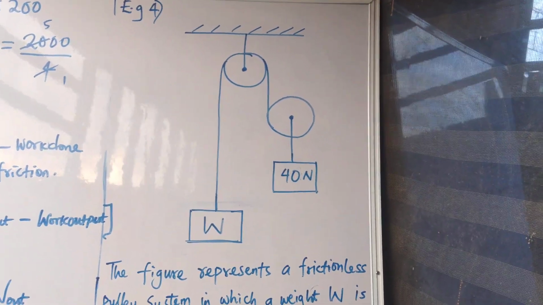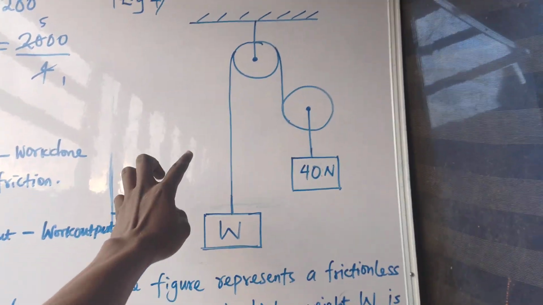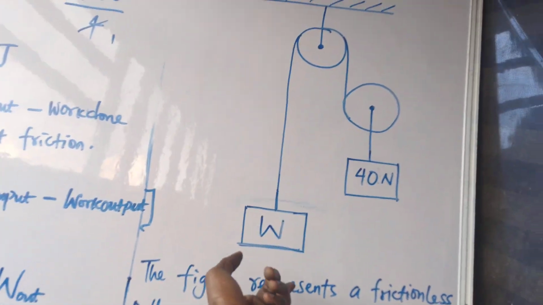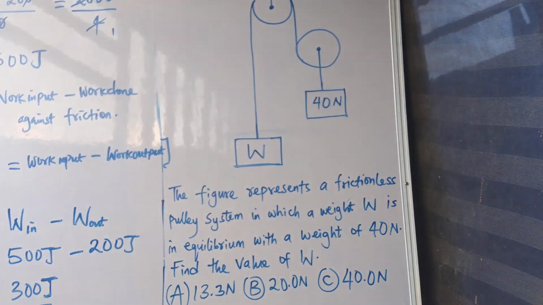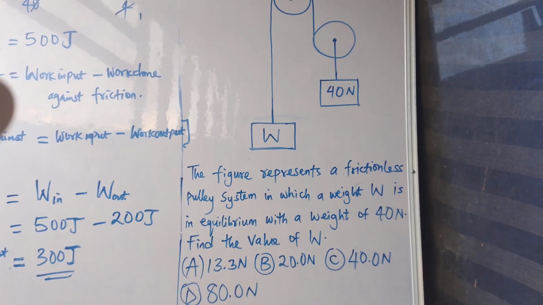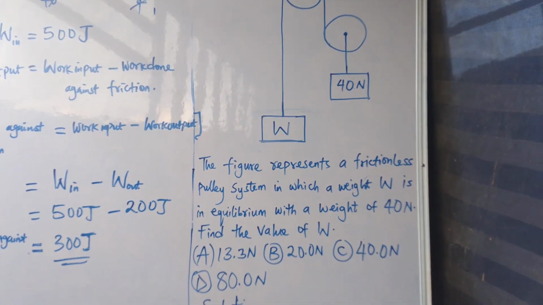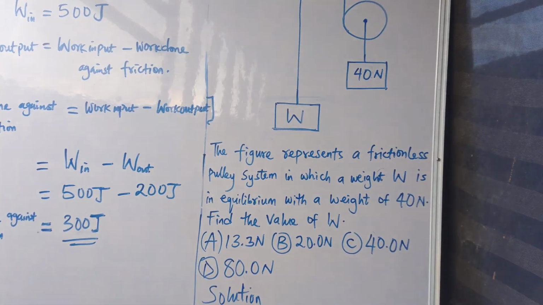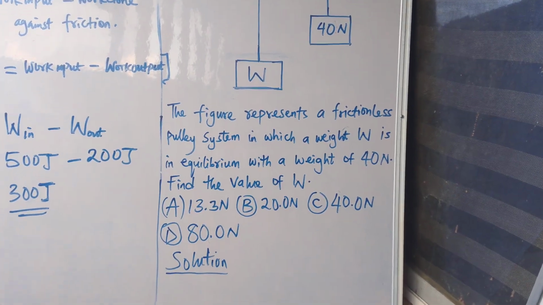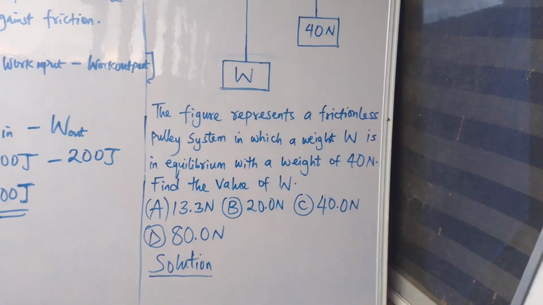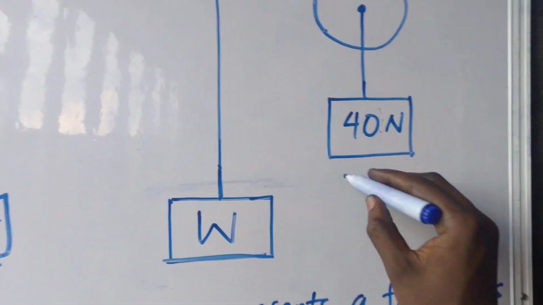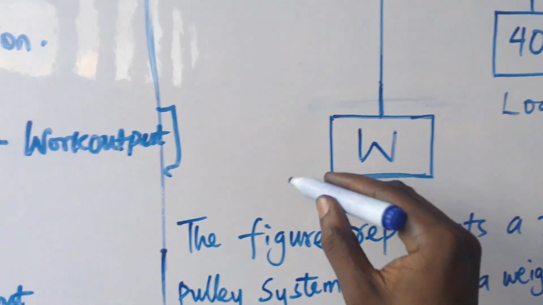Alright, we have another question on the board. If you look at this diagram, there are two pulleys, 1, 2. Over here is a block of 40 Newton, and this is a weight W. It says the figure represents a frictionless pulley system in which a weight W is in equilibrium with a weight 40 Newton. Find the value of W. These are the options: 13.3 Newton, 20.0 Newton, 40.0 Newton, and 80.0 Newton. I can call this one the load, and this one the effort.